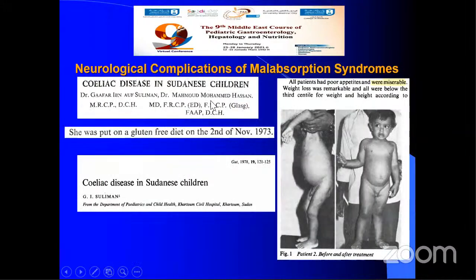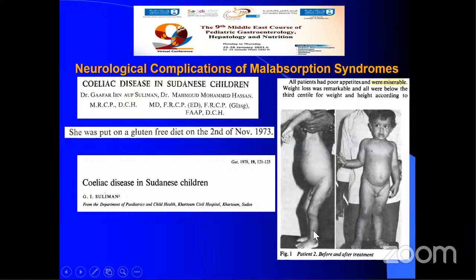This is a study from Middle East countries, where 48 years ago Dr. Jafar ibn Suleiman, who is an authority, and the late Professor Mahmoud Hassan put a patient on a gluten-free diet in 1973. They had a follow-up by Professor Jafar ibn Suleiman, published in Gut 5 years later, and they said all patients had poor appetite and were miserable.